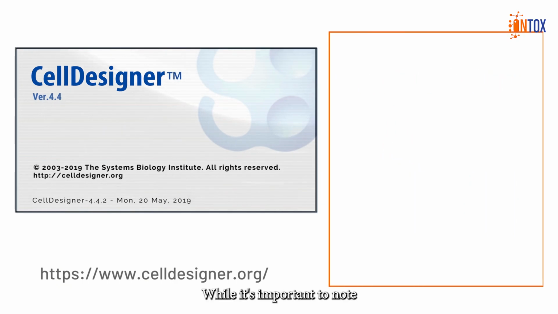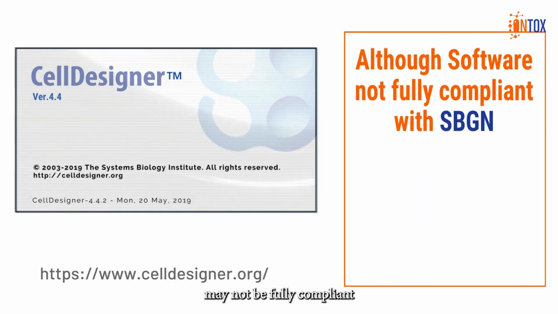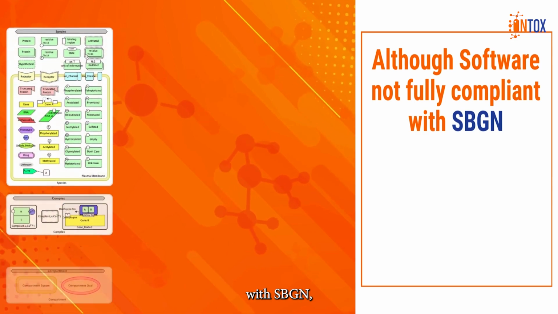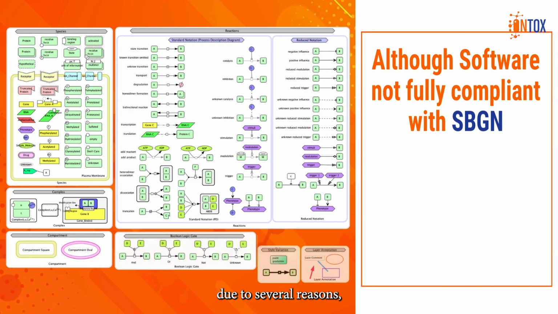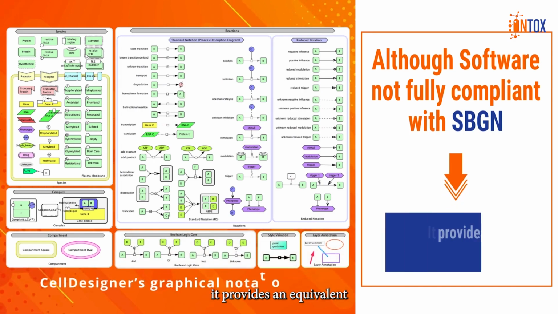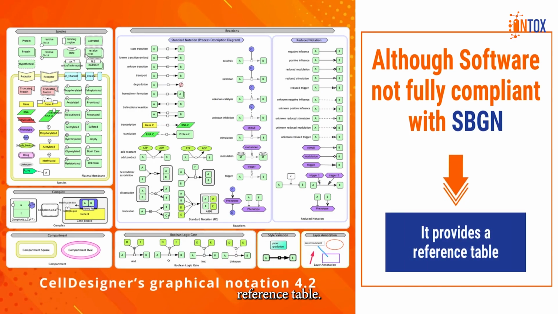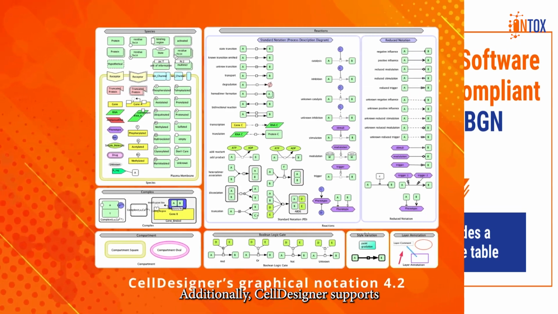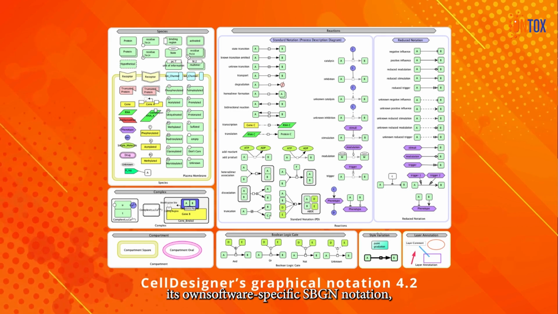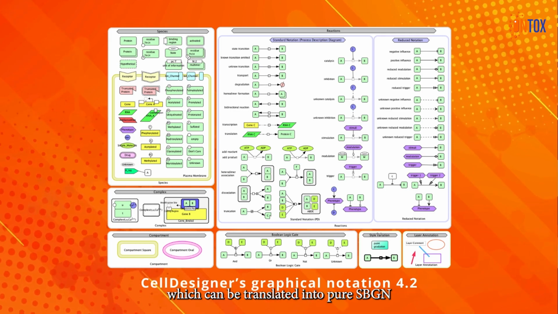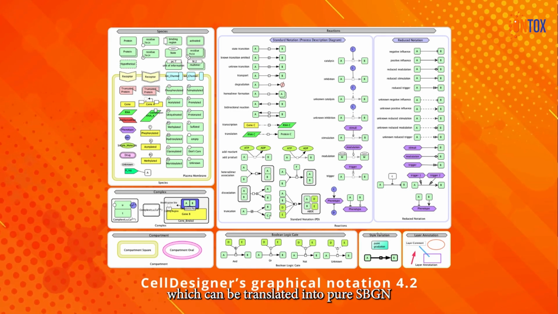While it's important to note that the software may not be fully compliant with SBGN, the systems biology graphical notation, due to several reasons, it provides an equivalent reference table. Additionally, CellDesigner supports its own software-specific SBGN notation, which can be translated into pure SBGN.